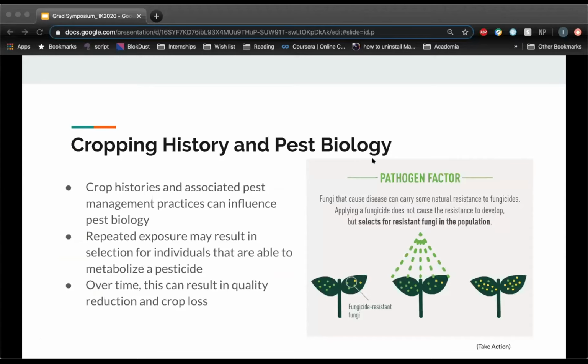Crop histories and associated pest management practices can influence pest biology. However, management in the form of pesticides can actually be detrimental in the long term. So there's a little graphic on the right-hand side here that shows how pesticide resistance might form. Repeated exposure may result in selection for individuals that are able to metabolize a pesticide. And even if a grower is rotating crops, they might still be using the same pesticide or fungicide on multiple crops within that rotation. So over time, this can result in quality reduction and crop loss.